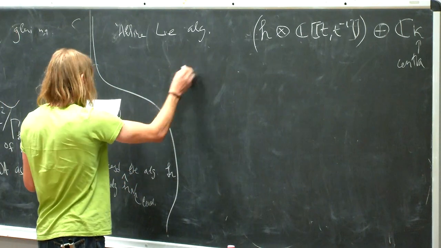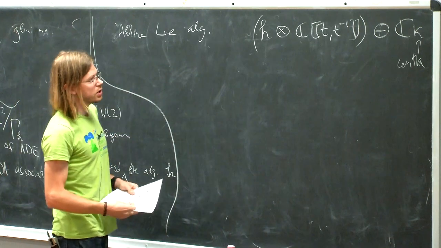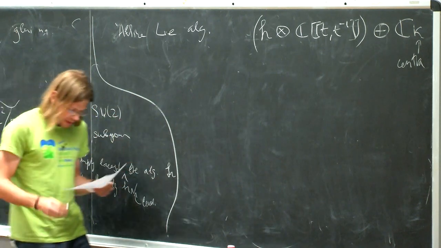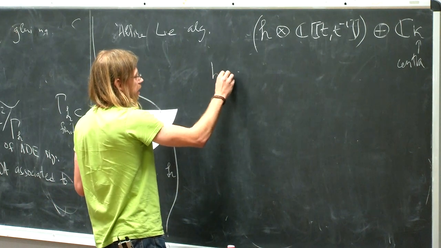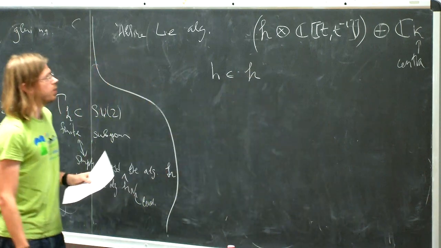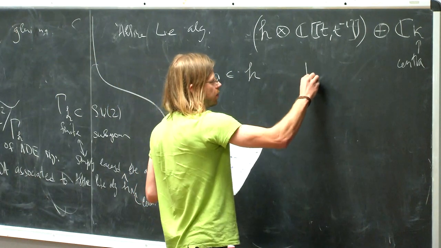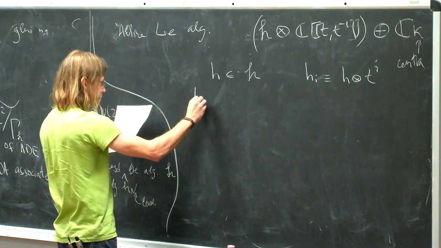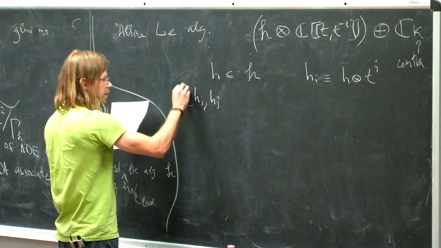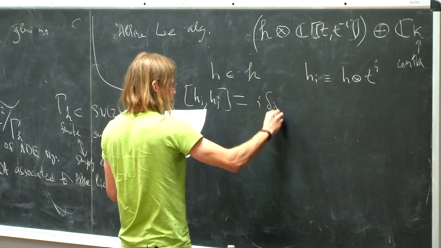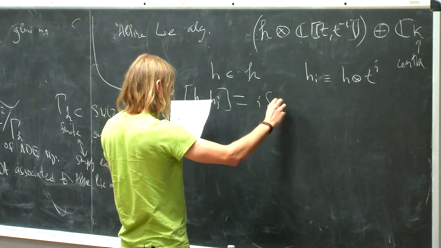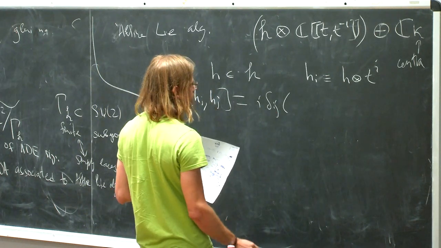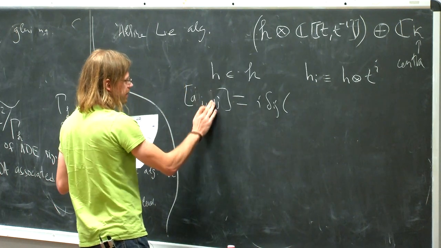Again, I will use similar notation. The construction is going to be very similar to the Heisenberg algebras and the corresponding VOAs. So again, if a is some element of my ordinary algebra H, then by a with index i I will denote a tensored with t^i. And then the Lie bracket is given by the following relation.